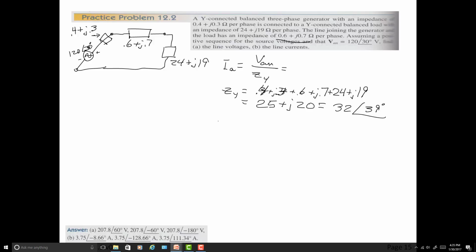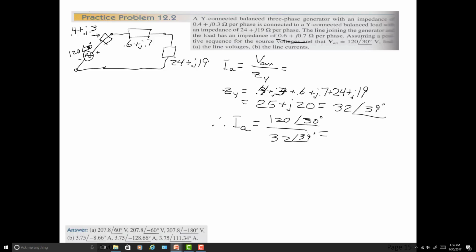It means that, therefore, IA is whatever VAN is, 120 at an angle of 30 degrees, divided by 32 at an angle of, what is it? I'm calling that 39 degrees. Okay, so this is a little less than 4. I'm not sure what that answer will be.